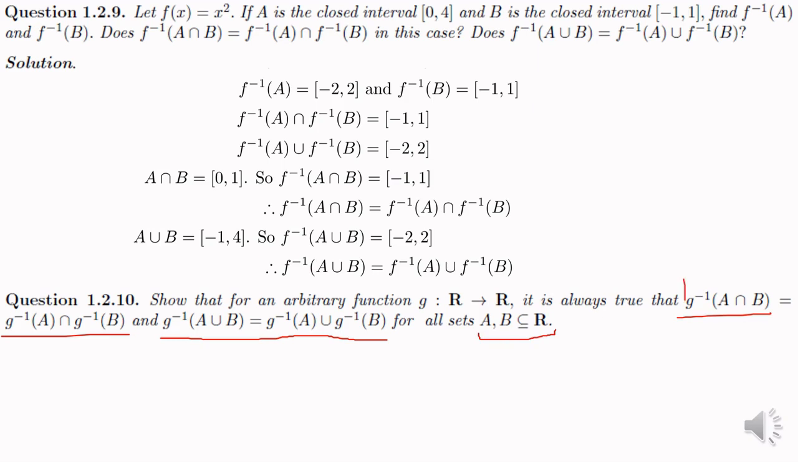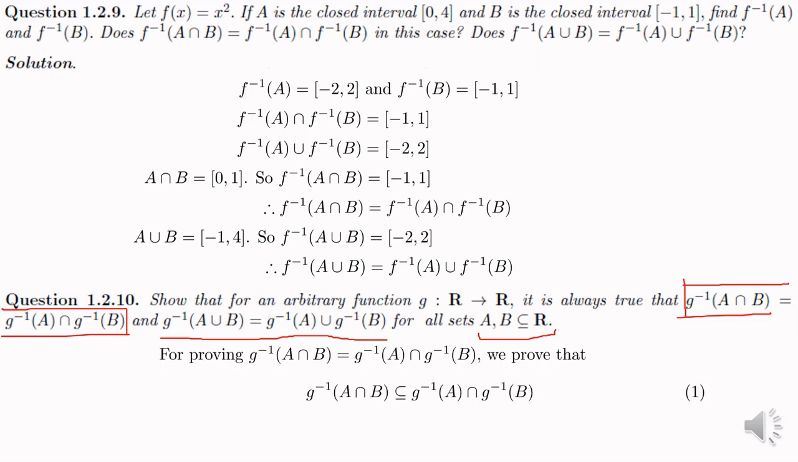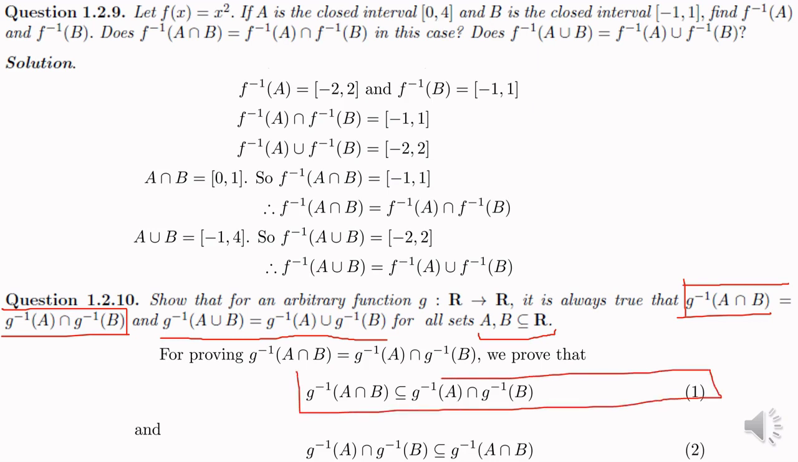Now, to prove the first part, g inverse of A intersection B is equal to g inverse A intersection g inverse B, we know what to do. We have to first prove that g inverse of A intersection B is contained in g inverse A intersection g inverse B, and we also have to prove that g inverse A intersection g inverse B is contained in g inverse of A intersection B. So take this as the first equation, and this as the second equation. Now we shall prove equation number 1.